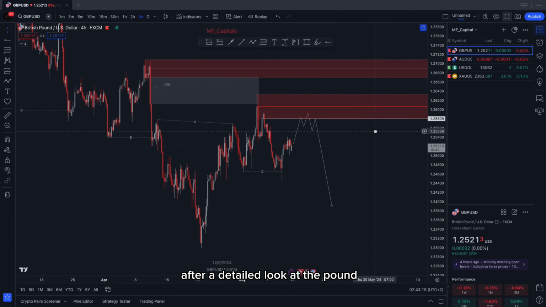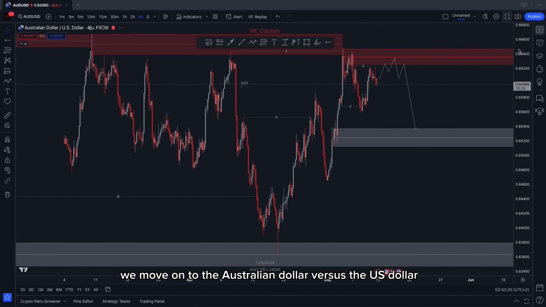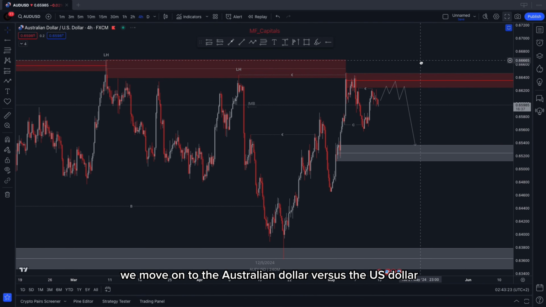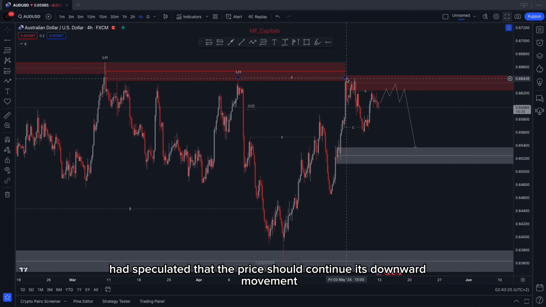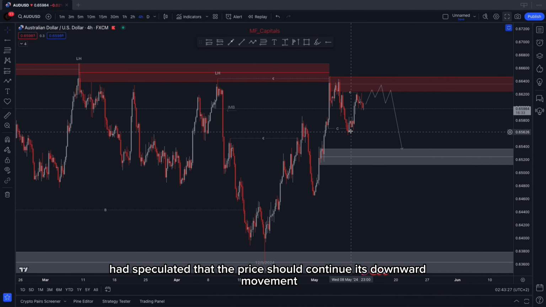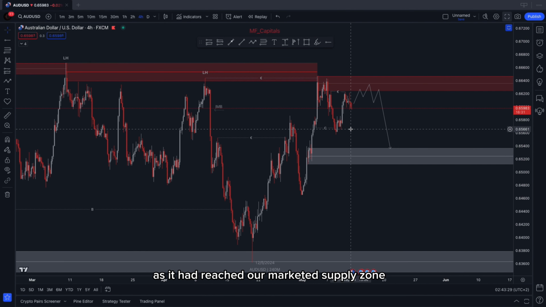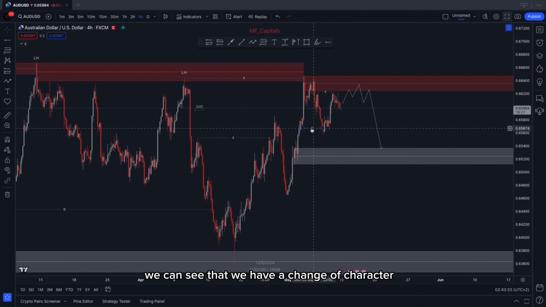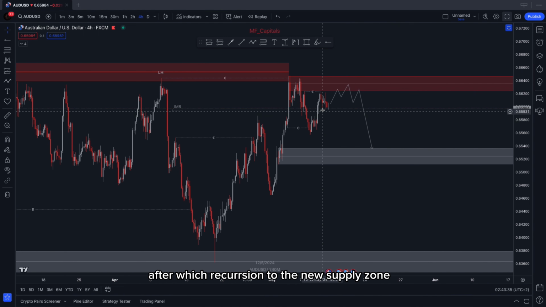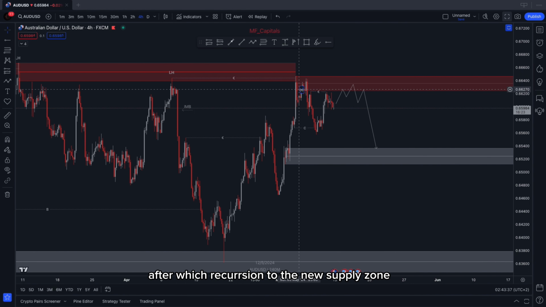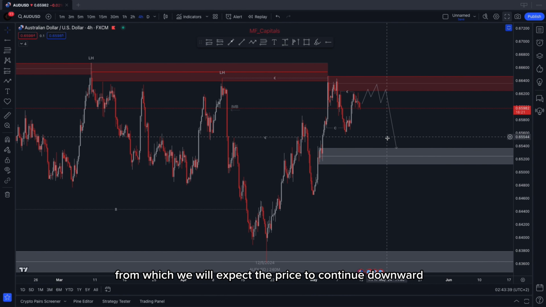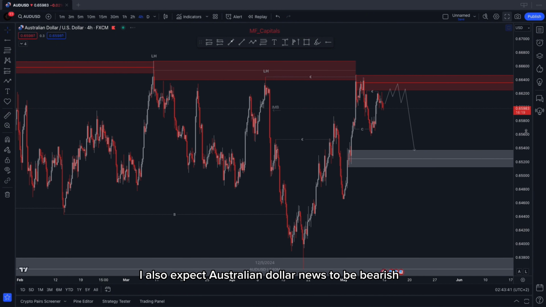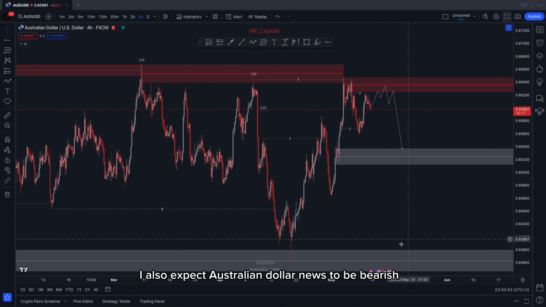After a detailed look at the pound, we move on to the Australian dollar versus the US dollar. So last week, the price had speculated that the price should continue its downward movement as it had reached our marked supply zone. After the price drops here, we can see that we have a change of character, after which recursion to the new supply zone from which we will expect the price to continue downward. I also expect Australian dollar news to be bearish.